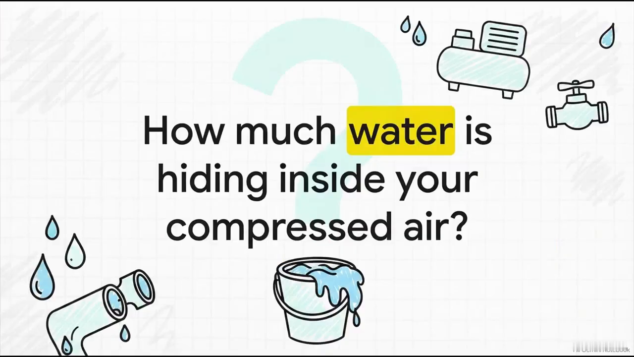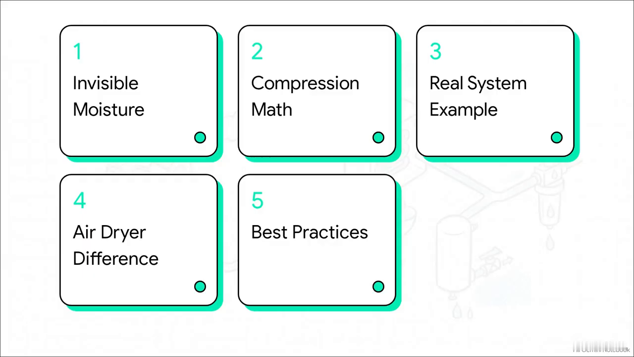Okay, let's dive into this by asking you to imagine exactly how much liquid water might be flooding your factory pipes every single day. And I'm not talking about a few drops here and there, I'm literally talking about buckets of water. You can't see it when the air is just floating around the room, but the moment you compress it, the physics completely change. We're going to look strictly at the numbers today to show you just how much water is hiding right in plain sight. Here is our agenda for today.